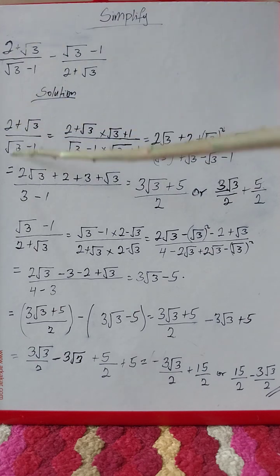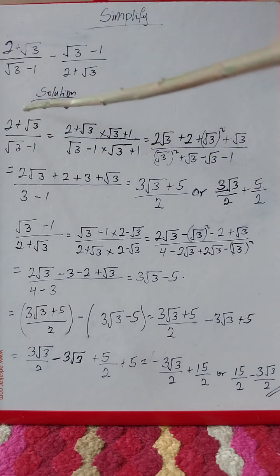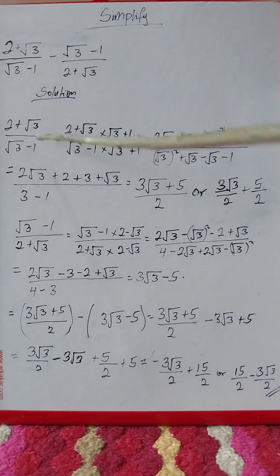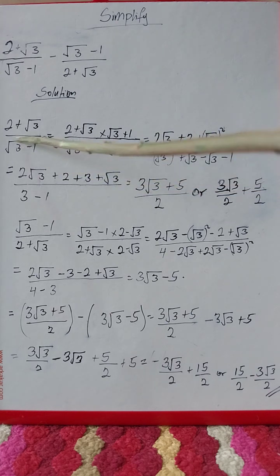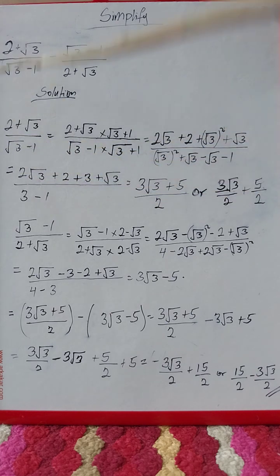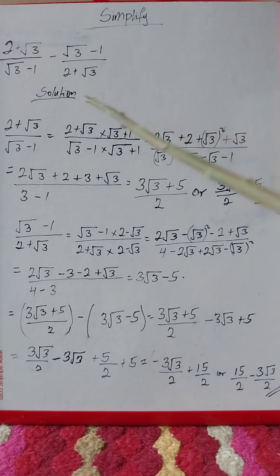So when you find the conjugate, you need to multiply by the numerator and the denominator. If the sign is negative, you change it to positive, and if it is positive, you change it to negative, and multiply by both numerator and denominator. So we move ahead.